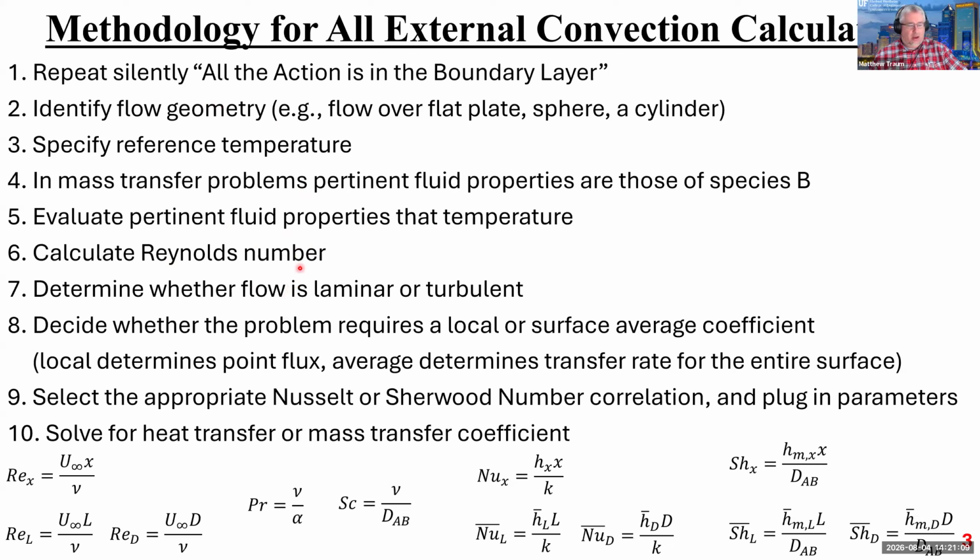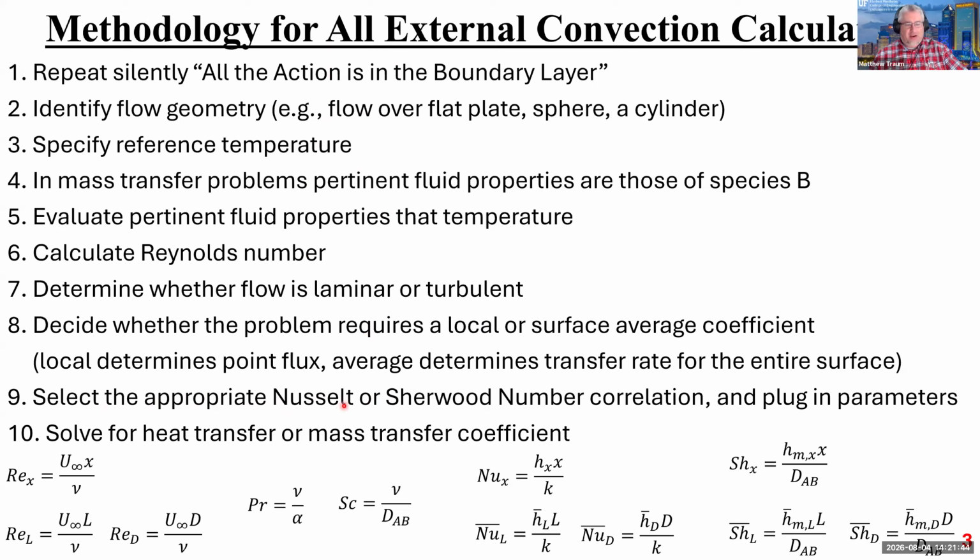Once you've got all of those pieces, then you have to decide whether the problem is asking you for a local heat transfer or a surface average heat transfer. If it's local, there's a particular set of correlations. If it's average, there's a different set of correlations. So you need to combine all these pieces of information to figure out what correlation to pick. Ultimately, we get to step 9, which is the culmination of this treasure hunt to find all of this information that gets you to this spot.